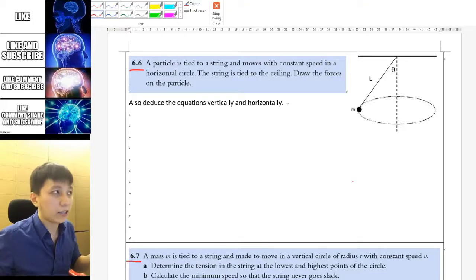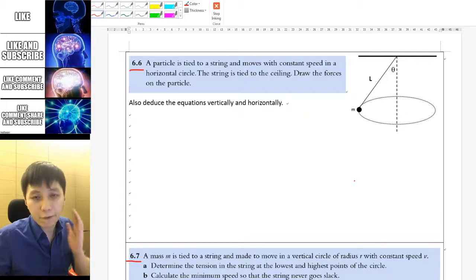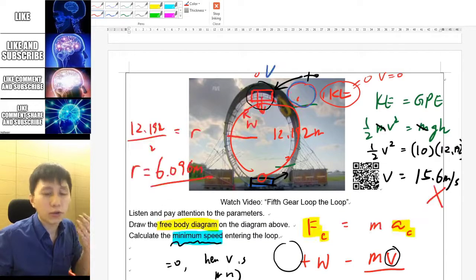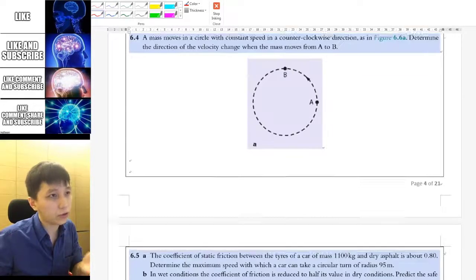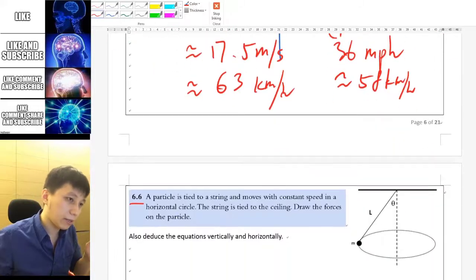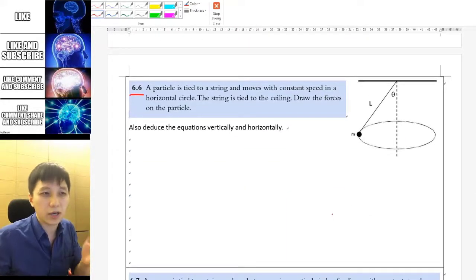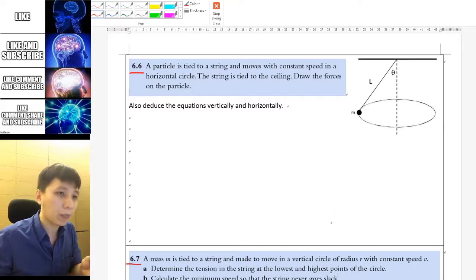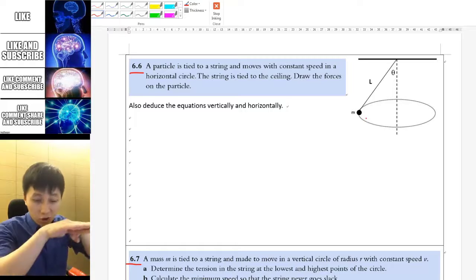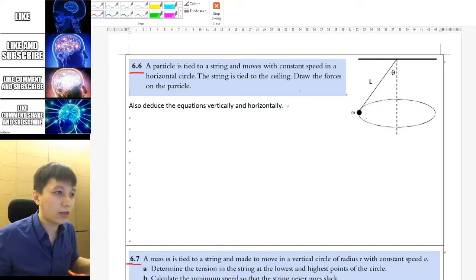Alright, so far you have seen a vertical circular motion where we talk about looping the loop. You also have seen horizontal circular motion in example 6.5, the car making a turn. This example is still a horizontal circular motion. However, the force is a bit tricky, right? It's not all on the same plane. So later on we'll need to deduce the equation vertically and horizontally, just like you do in chapter 2.